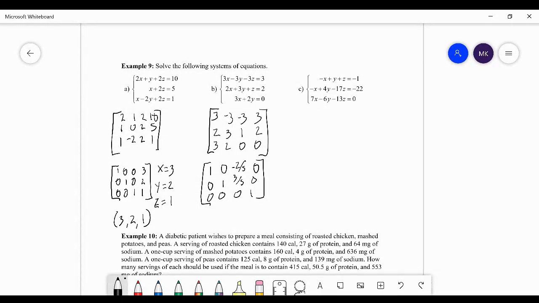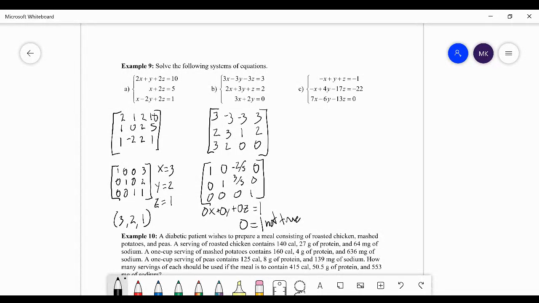So I'm going to write this out because I want to make sure we're very clear. So we have 0x plus 0y plus 0z equals 1. What's 0x plus 0y plus 0z? That's 0. All right, so we get 0 equals 1. That's not true. Not true. So this has no solution.